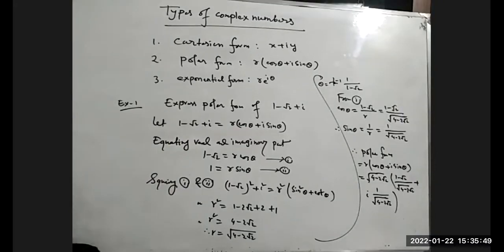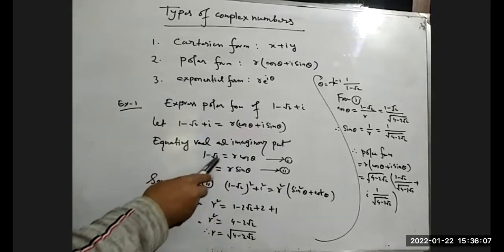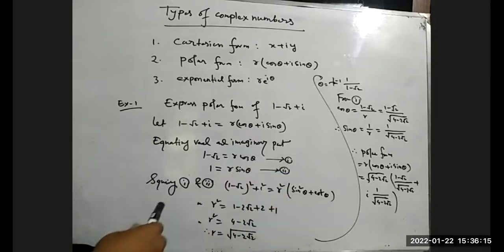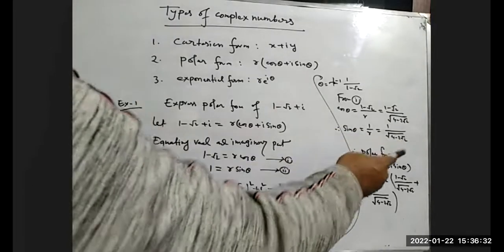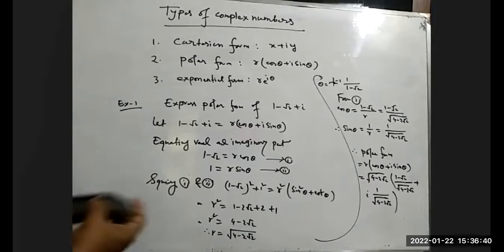Very easy one. Just squaring equations 1 and 2 and adding. This is square plus this is square. So r square is common, and sin square theta plus cos square theta equals 1. So r square equals 4 minus 2 root 2. Now putting the value of r in equation 1 we get cos theta, and in equation 2 we get sin theta. Sin theta equals 1 by r, where r is root over 4 minus 2 root 2. Just putting here, we get the polar form of the given complex number.